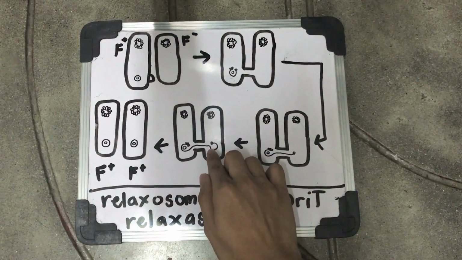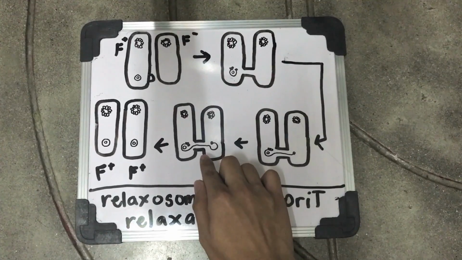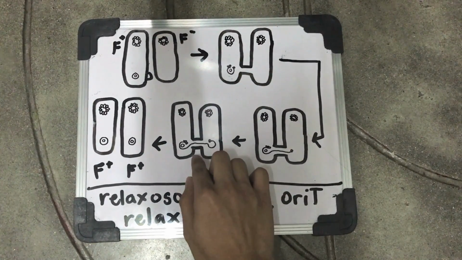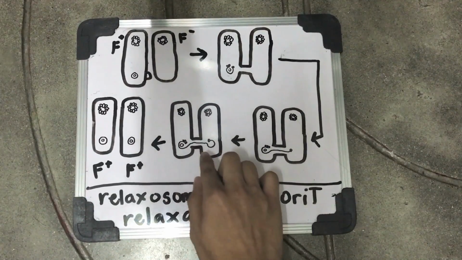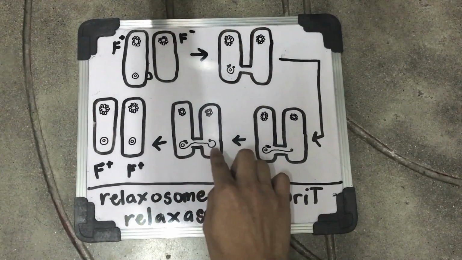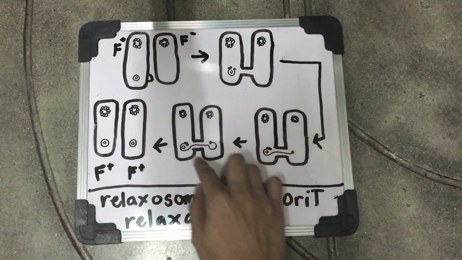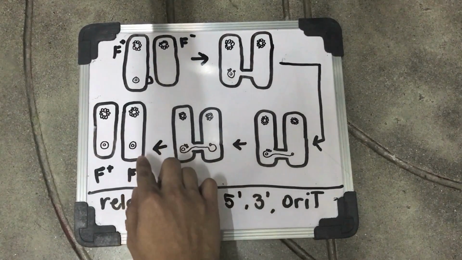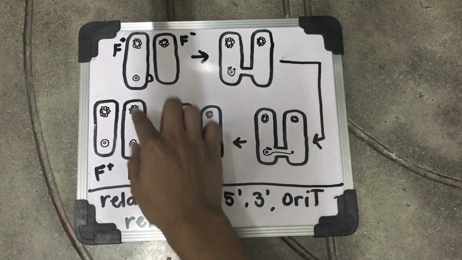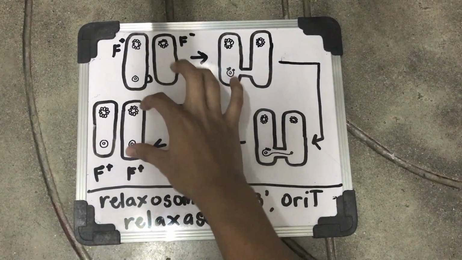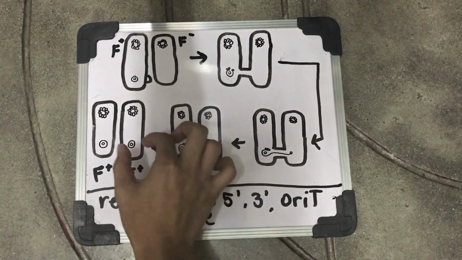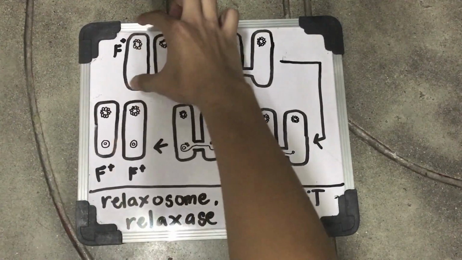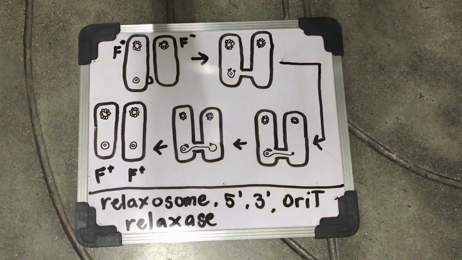As the F factor replicates and the 5' end goes inside the F minus cell, it passes through the type 4 secretion apparatus system. The entering strand is copied inside the F minus cell to produce a double-stranded DNA. Once complete, the F minus cell becomes an F plus cell containing an extra chromosomal F factor, just like the F plus cell from before.